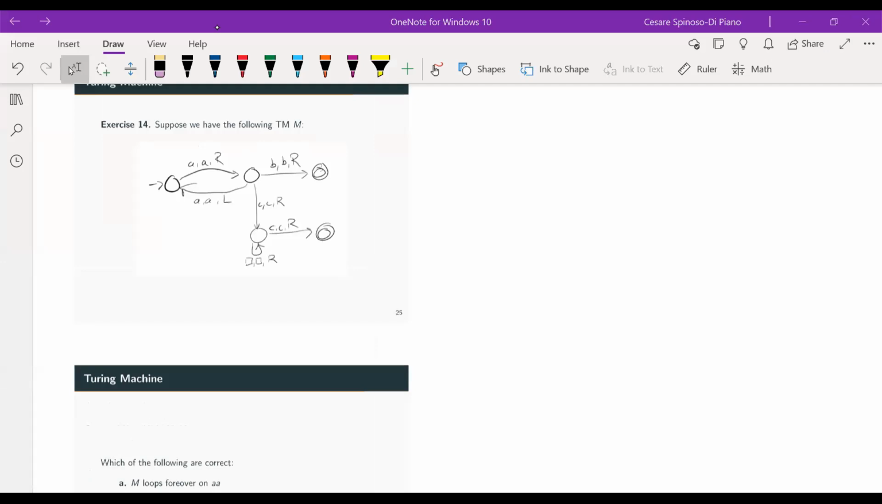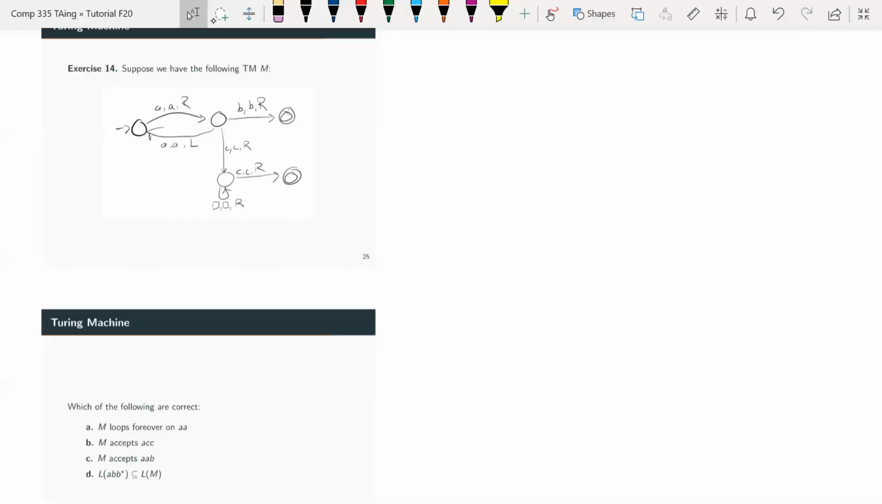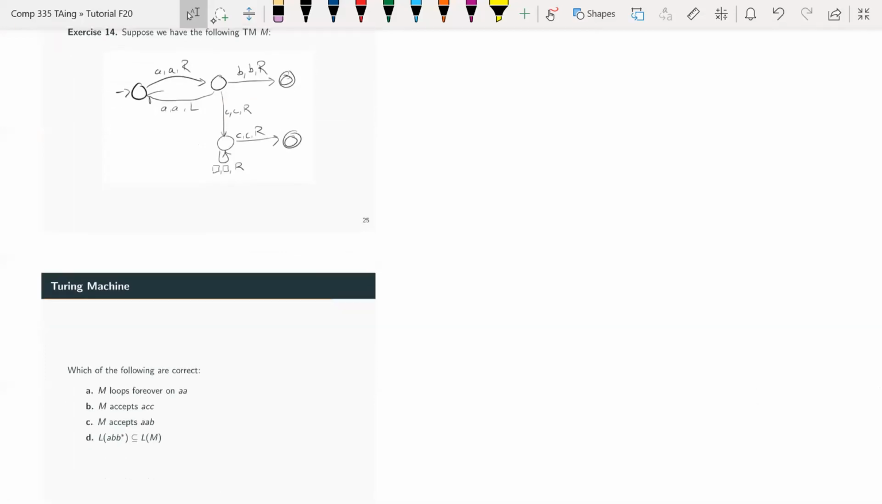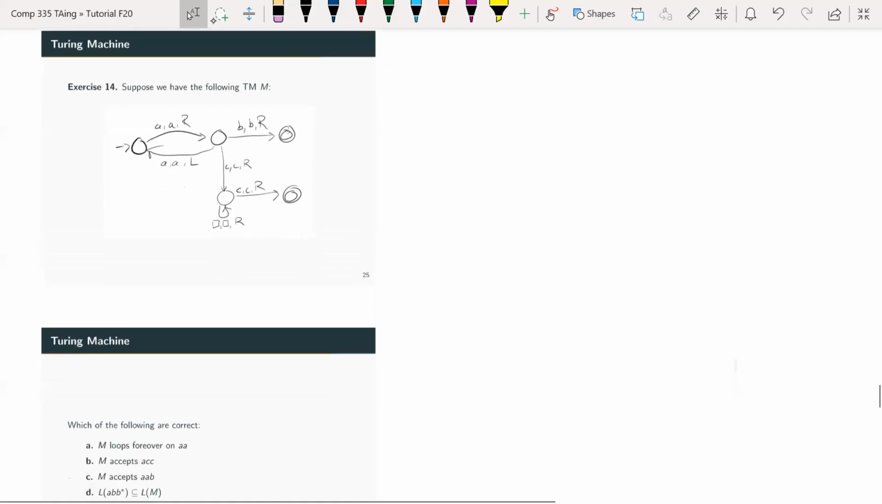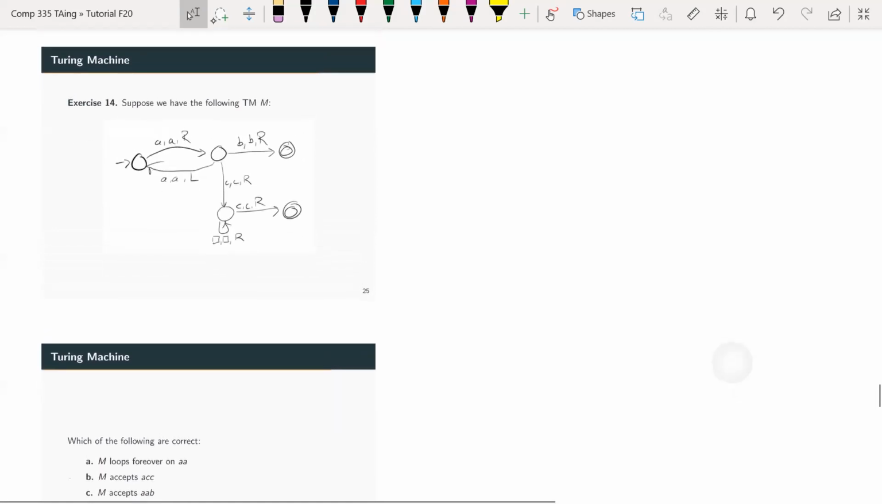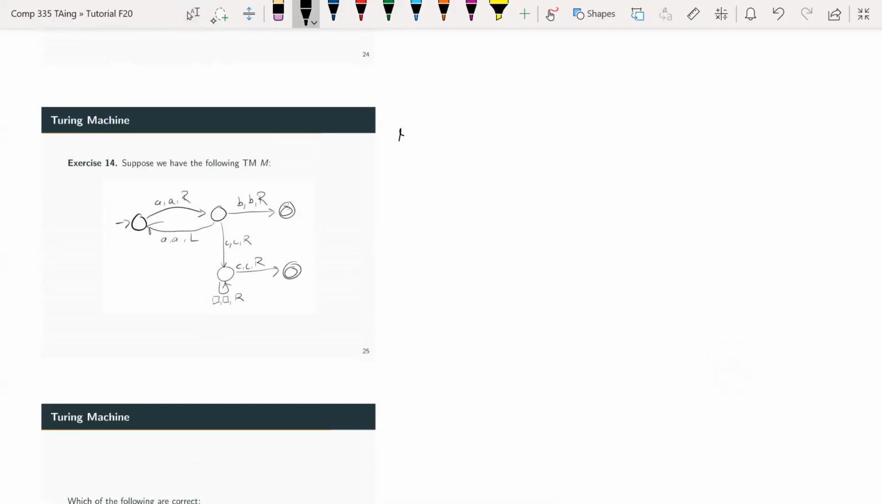All right. So hopefully you had some time to look at the question. We have 4 statements, and essentially we need to check if each of them is true or false. So what's the first statement say? It says M loops forever on AA. So M loops forever on AA. So how do you do this? Let me use a different color.